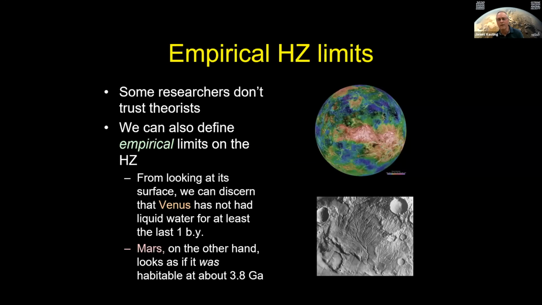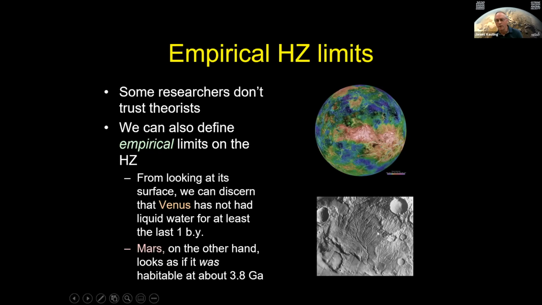We can look at Venus, this upper diagram. That's a SAR radar image of Venus taken by the Magellan spacecraft, which can see through the clouds at radar wavelengths. And we don't see any fluvial features there. We think that Venus was resurfaced between 500 million and 1 billion years ago. So the evidence is that Venus has been dry since something like 1 billion years ago. We call that the recent Venus limit.